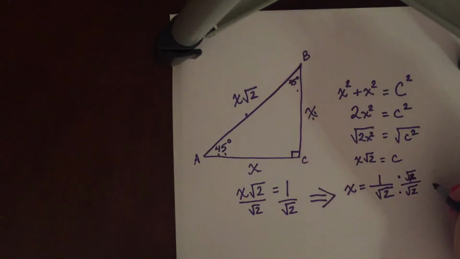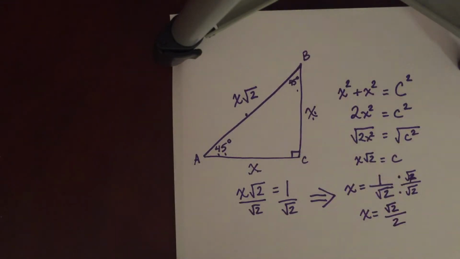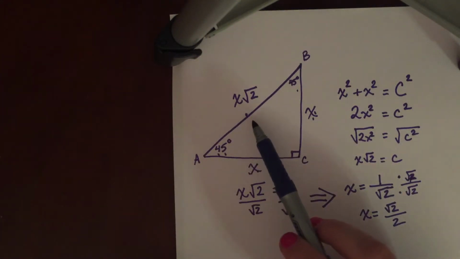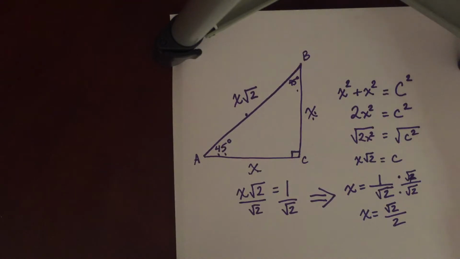And we get x equals radical 2 over 2. In a 45, 45, 90 triangle, if the hypotenuse equals 1, each side has a length of radical 2 over 2.